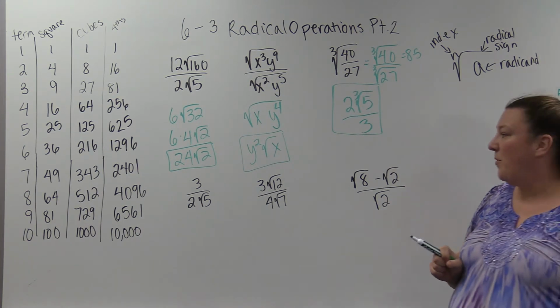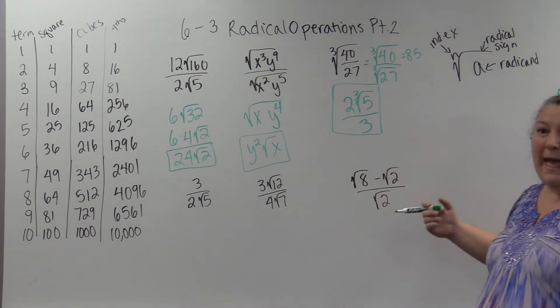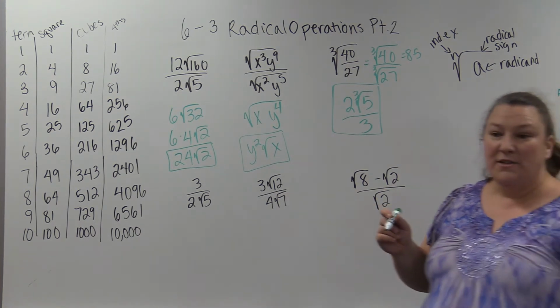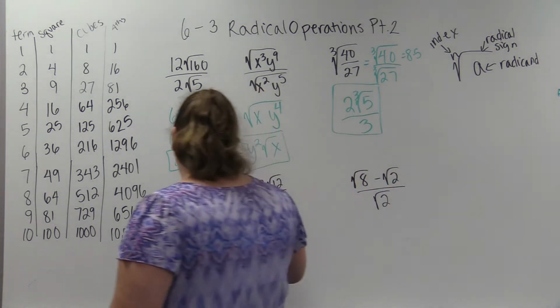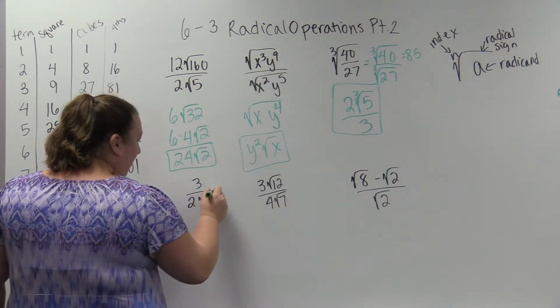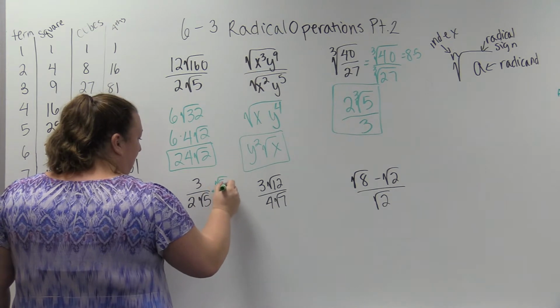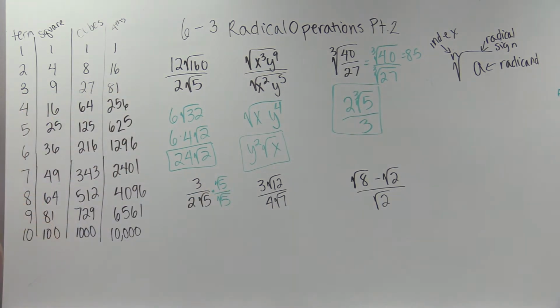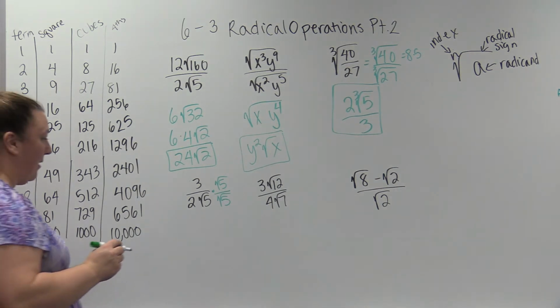But we're going to get to a point where down here, I can't do that. There's nothing to divide out. So we're going to multiply by our radical over our radical. And remember that the square root of 5 over the square root of 5 is simply just 1. So I'm not changing the value at all.